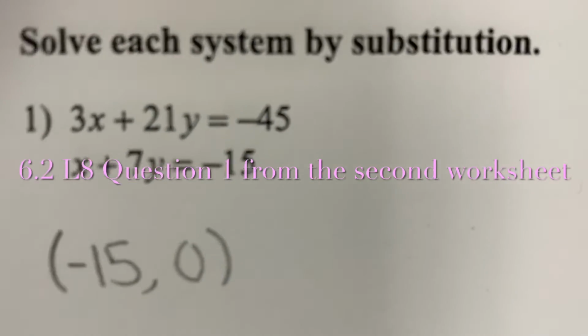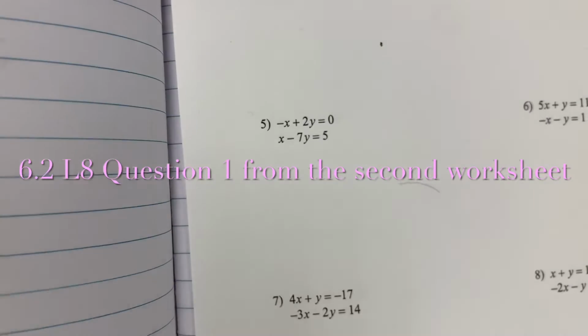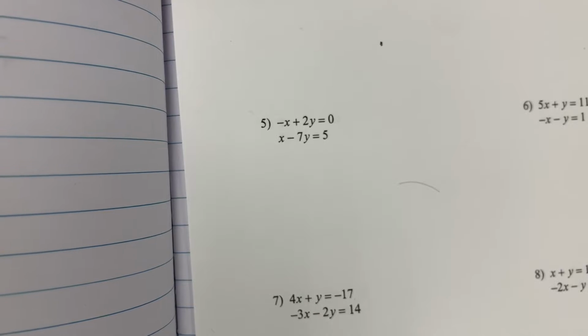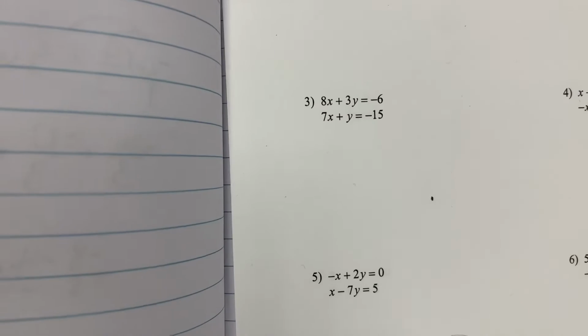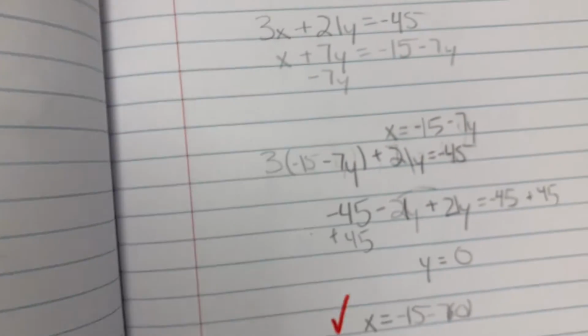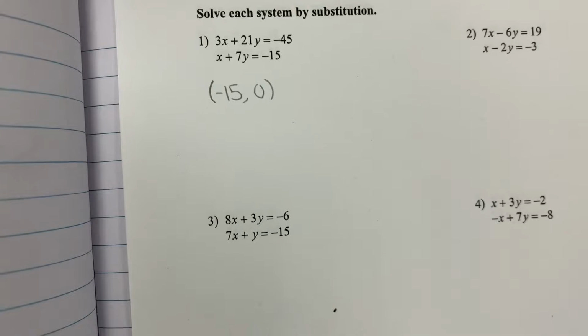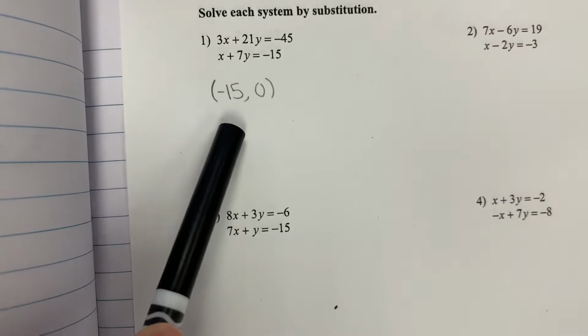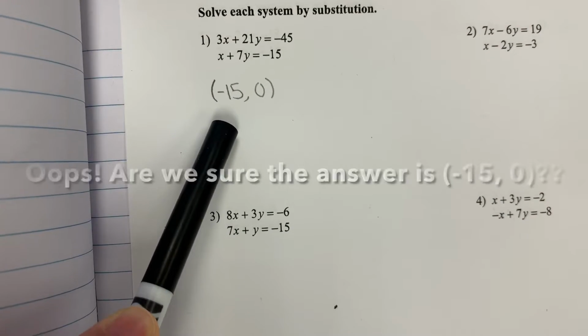Solving a system of equations by, what's the method, honey? Substitution. Substitution method. Okay, so do you want to go over? Sure. Okay. So the first one, question is number 1, right? And yeah, we already have the answer, negative 15 comma 0.